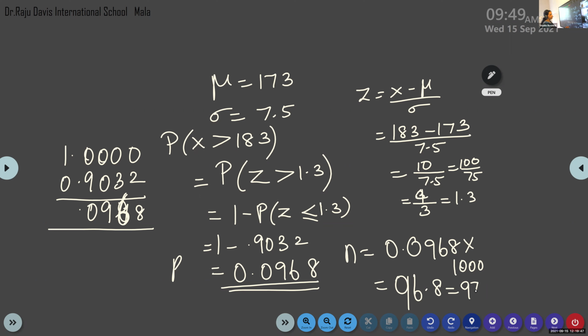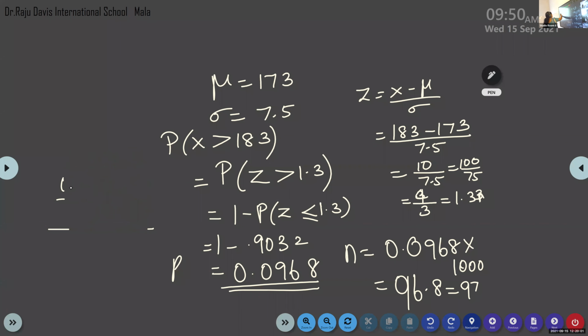Okay, children, suppose you take 1.33. If you take 1.33, accordingly the answer will vary. Now you completed up to this, and we are getting the answer as 97. Suppose I'm taking 2 places after decimal. What happens? The same question.